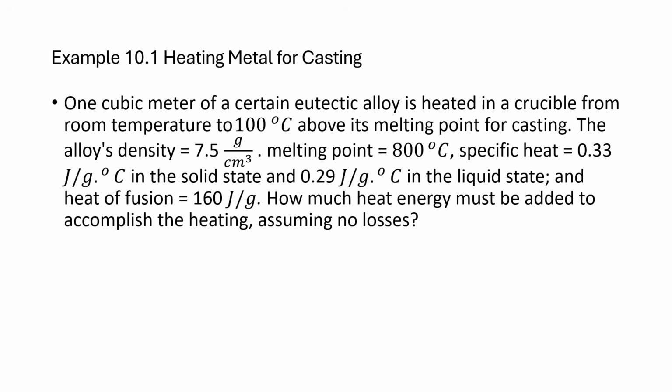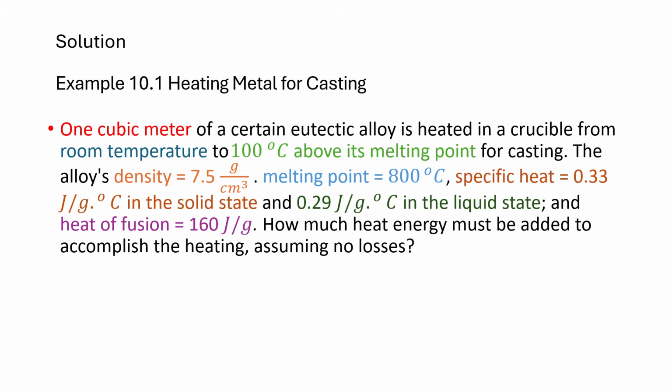Now we know how to calculate the H. So let's go back to the example. I'm going to read it, coloring the parameters given to us with color coding, and see what we have here. So I'm going to read back once again. 1 cubic meter, that's the volume. And from room temperature, that's 25 degrees, to 100 degrees above the melting point. Now, the melting point is given here in blue to be 800 degrees.